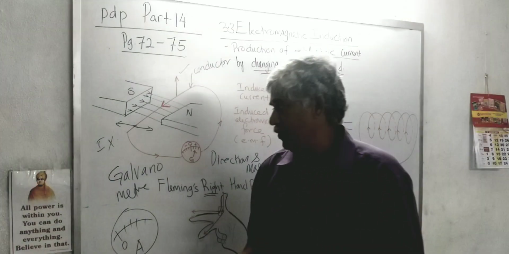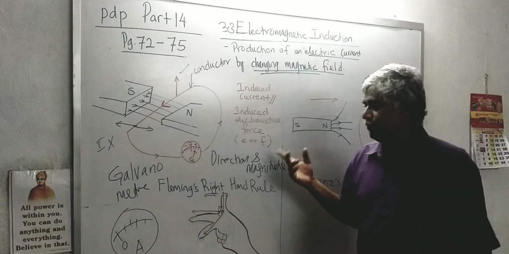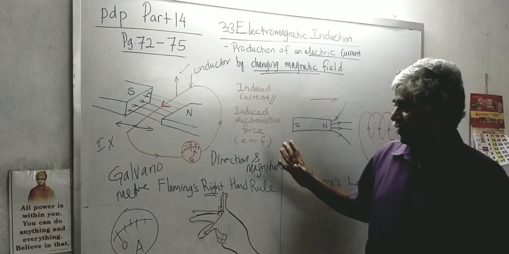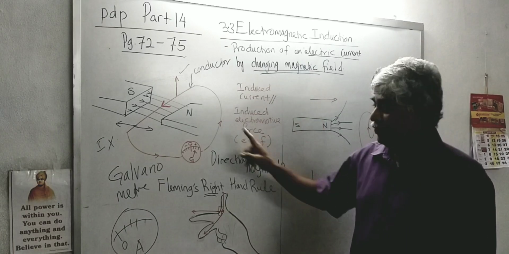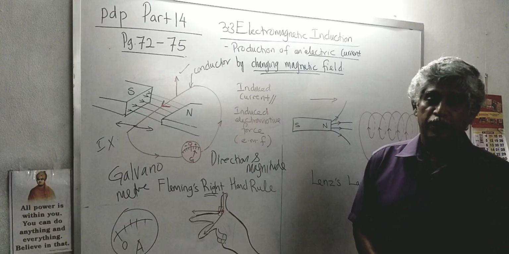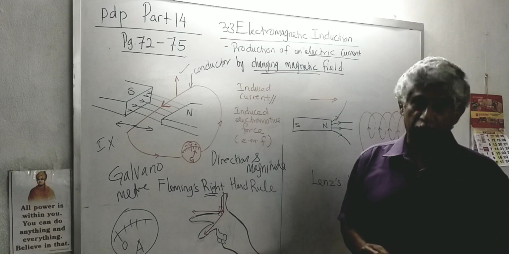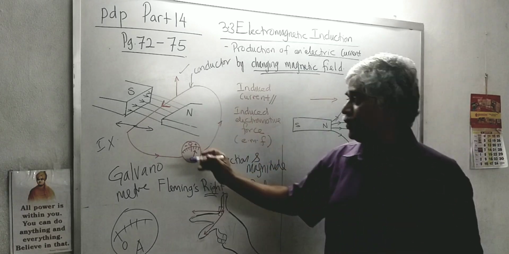Okay, that's all. So that's it. Okay, so the second part and the last part we want to know is the magnitude of induced current. How do you induce a larger quantity of current? Number one, of course, you use a stronger field.